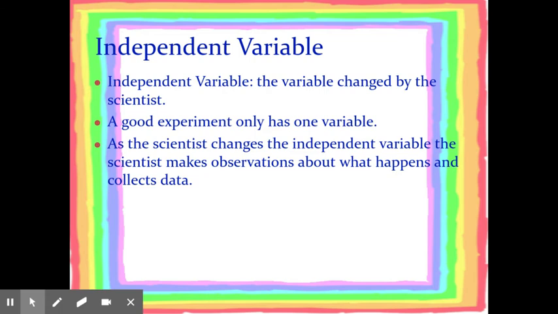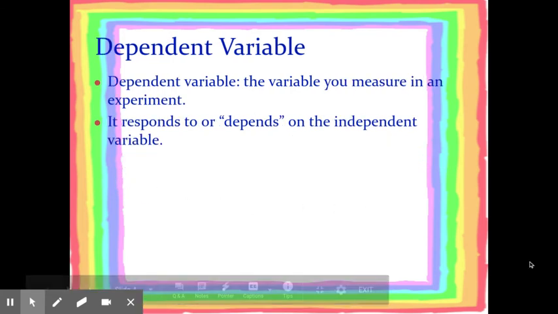So the independent variable, by definition, is the variable that's changed by the scientist. So this is what you're doing to something that you're testing on or testing about. A good experiment only has one variable, and that's actually harder than you think. And then, as the scientist changes the independent variable, the scientist makes observations about what happens and collects the data. So the data is what's important from this, because this is how we draw conclusions, based on this data that we collect. So that's always one of the most important things that we can do, is accurately collect our data.